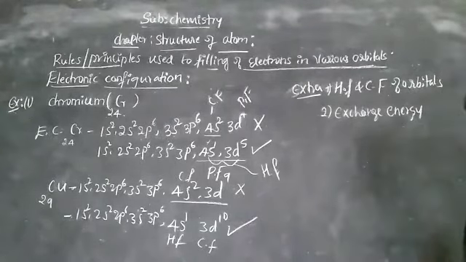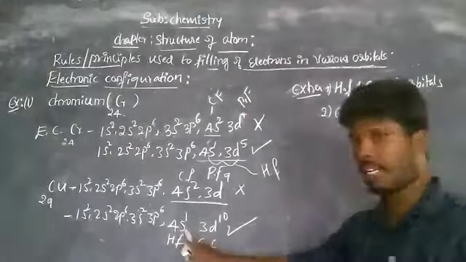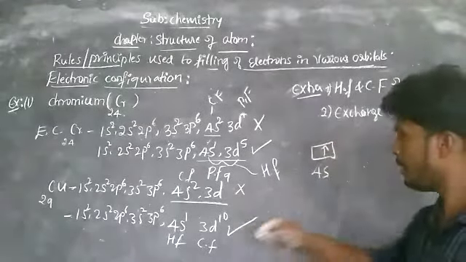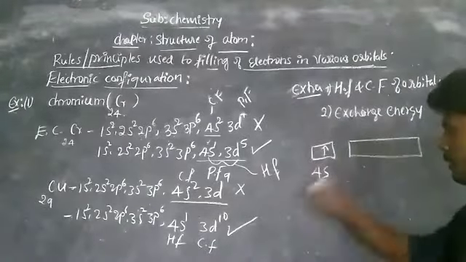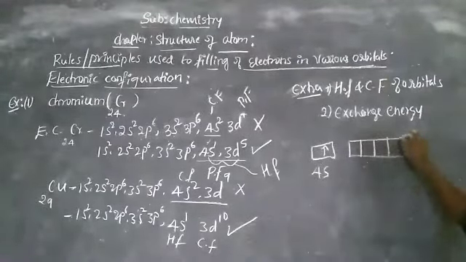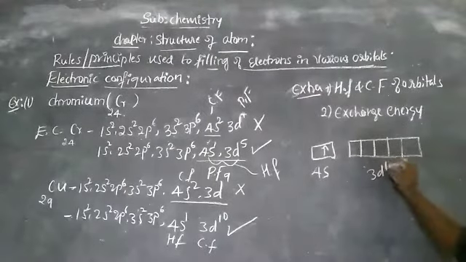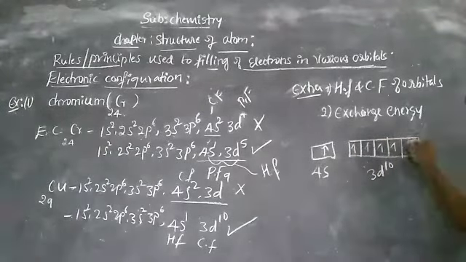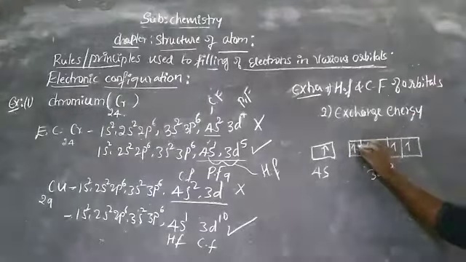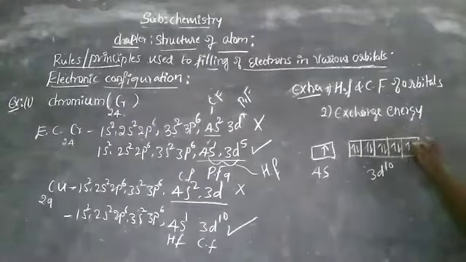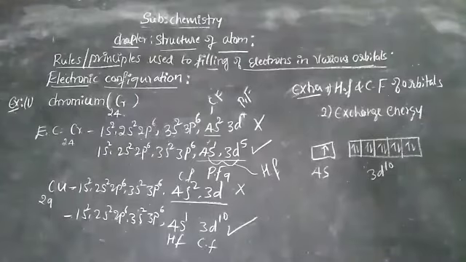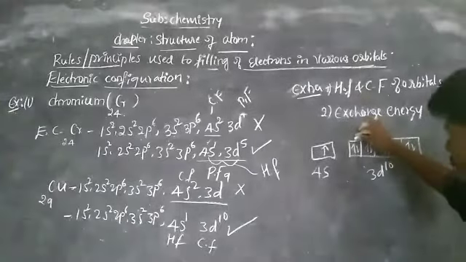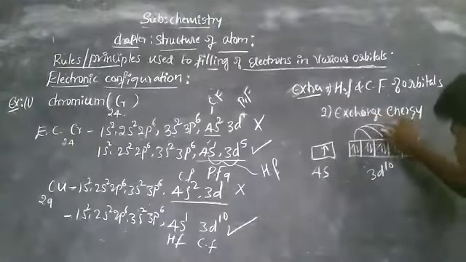Then what is meant by exchange energy? Observe, in 4s there is only one electron, and in 3d there are 10 electrons. How many orbitals are there in 3d? 5 orbitals, 10 electrons. 1, 2, 3, 4, 5, like that we fill the half filled, then 6, 7, 8, 9, 10. Here the exchange of electrons takes place in 3d.